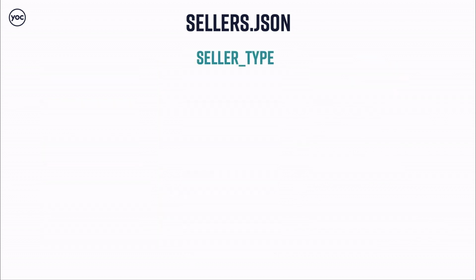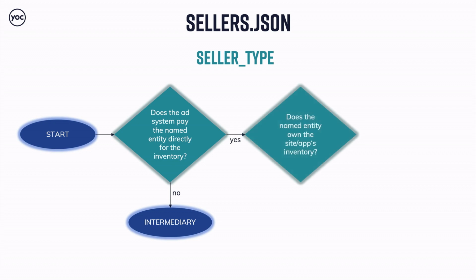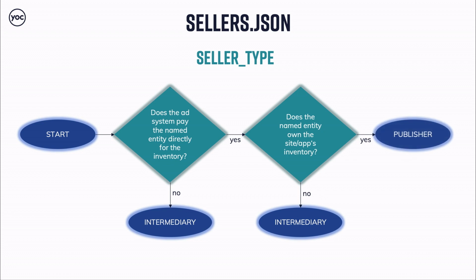So when the advertisement platform is choosing what to put to the seller type of each object, they need to answer 2 simple questions. The first one, does this ad system pay the named entity directly for the inventory or not? If no, then it should be mentioned as intermediary. If yes, then goes another question. Does the named entity own the site's or app's inventory? If no, again, intermediary. If yes, then it should be mentioned as publisher. If the combination of yes and no answers applies, then both should be selected.